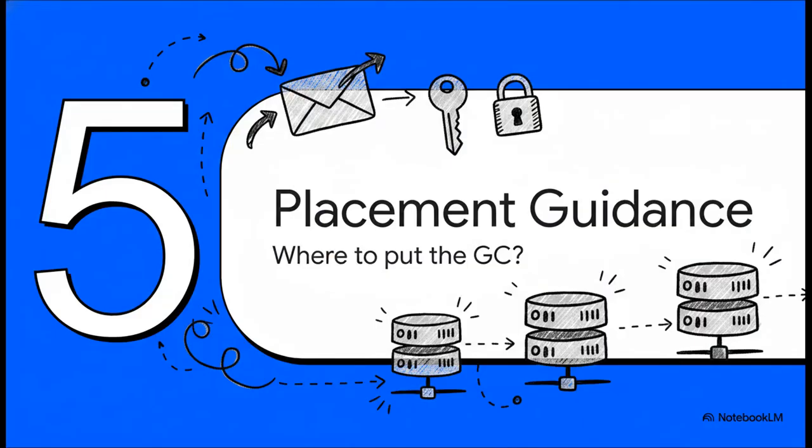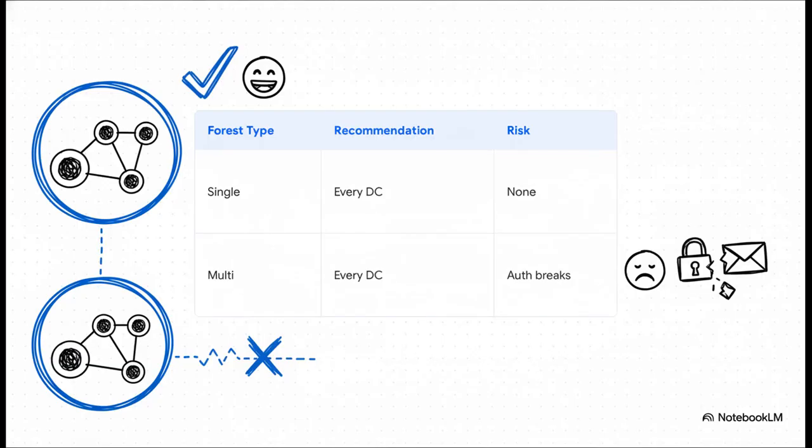Finally, Section 5, Placement Guidance. Where do we put the GC? If you're operating a single domain forest, the recommendation is absolute. Configure every single domain controller as a global catalog. There is zero risk or downside.